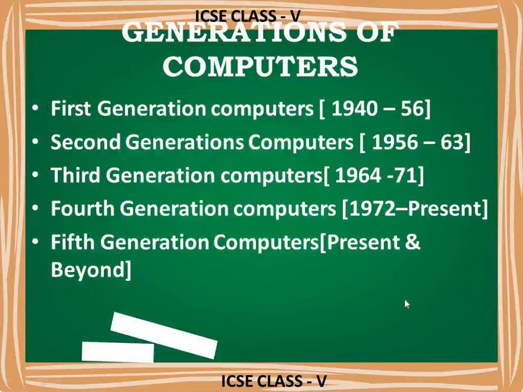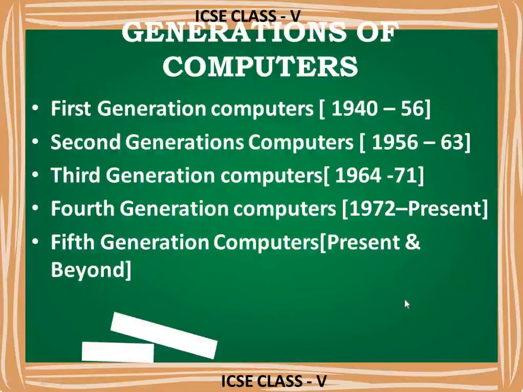Magnetic discs were used for storage. To store the data, to store the information, they used magnetic discs. Pascal and RPG languages came into use during this time. During the third generation of computers, Pascal and RPG, which are programming languages, came into existence.